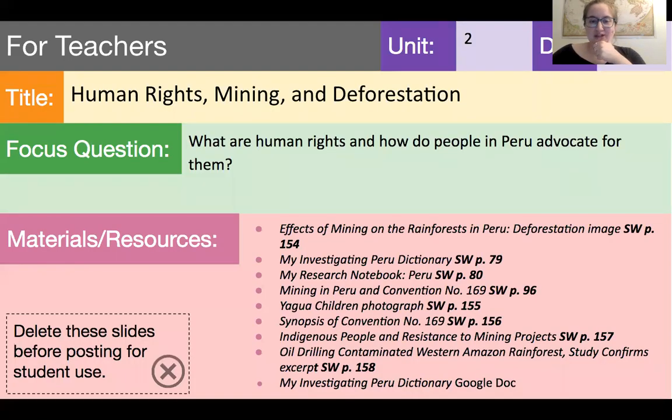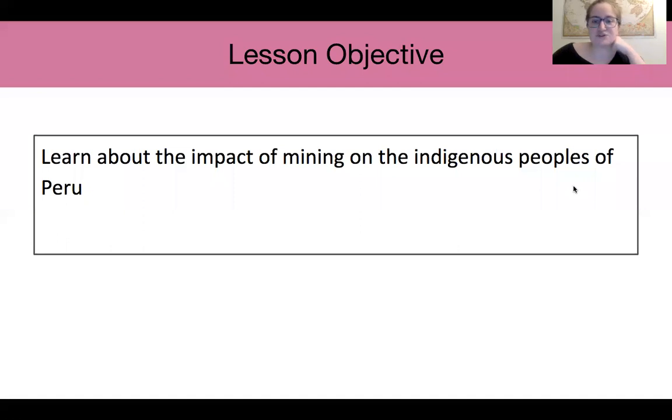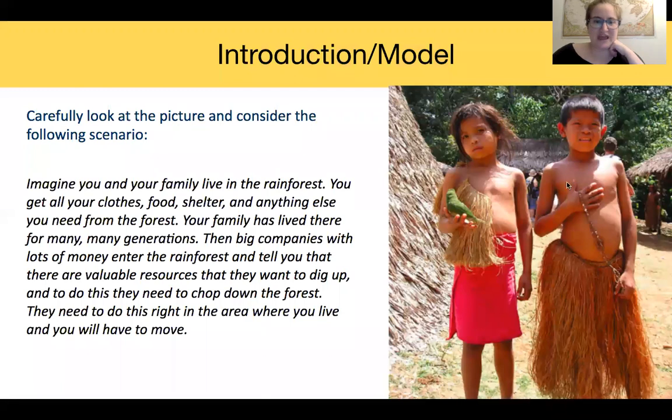Another lesson that incorporates a type of process drama is one that's on human rights, mining, and deforestation during the Peru case study. So children are asked to think about the impact of mining on the indigenous peoples of Peru. And they actually start out in the warm-up by playing through this scenario. So kids are asked to imagine that they live with their family in the rainforest. They get all of their clothes, food, shelter from the forest, and they've lived there for many generations. Then these big companies come in with lots of money and they tell you that there are all these valuable resources they want to dig up.